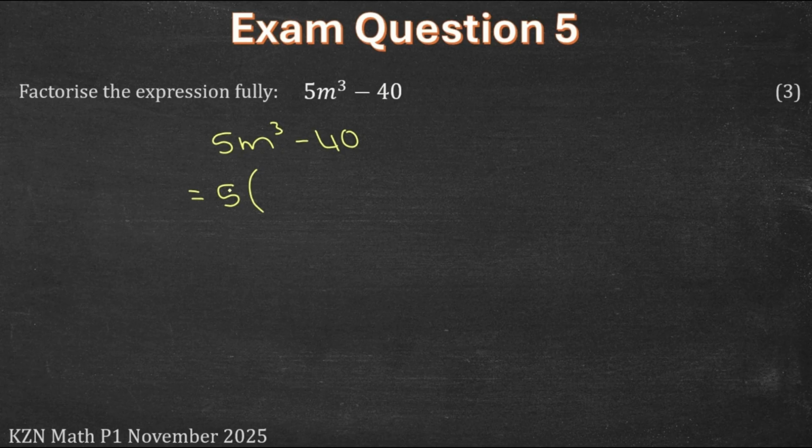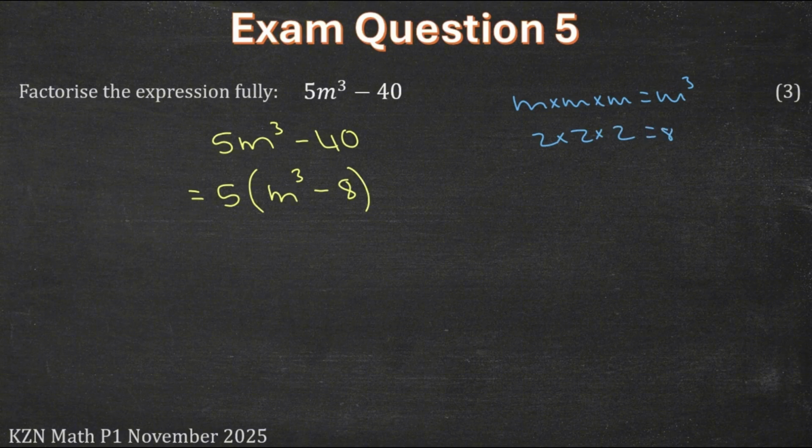5m cubed divided by 5 gives us m cubed. Minus 40 divided by 5 gives us 8. Now let's have a look what we have inside the bracket. Yes, m cubed is a perfect cube and 8 is a perfect cube. Why do I say that? Because m times m times m equals m to the power of 3, and 2 times 2 times 2 gives us 8. So we can use the difference of cubes method for this.